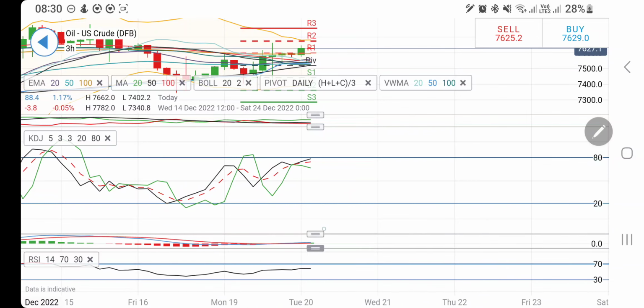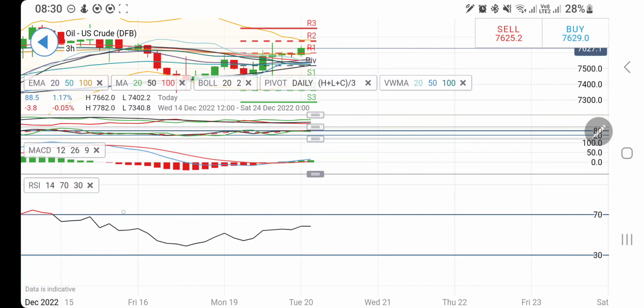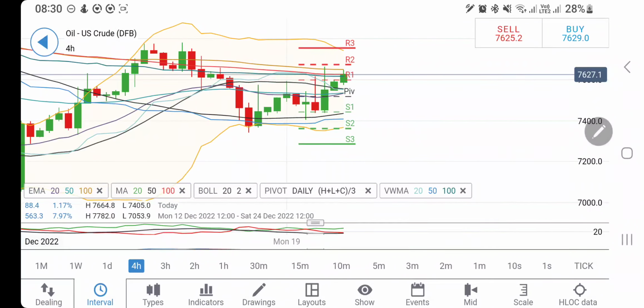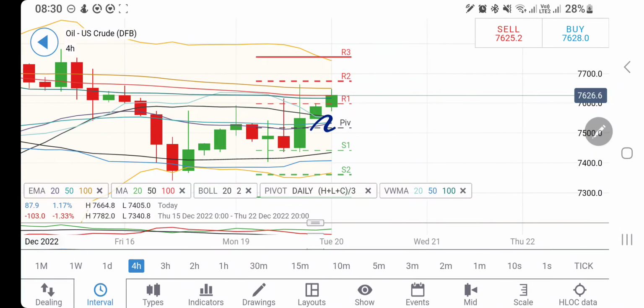Here also it is bullish. It is near to overbought. It is bullish here, and the RSI is also looking upwards on the 3-hour charts. Now look at the 4-hour charts. On the 4-hour charts, see this complete movement is engulfed within this candle.